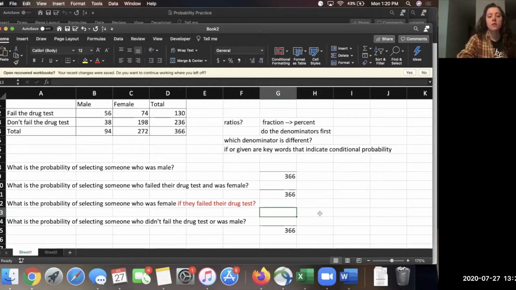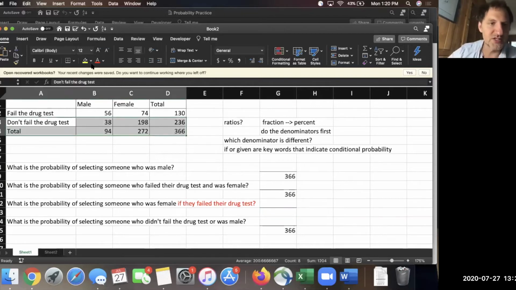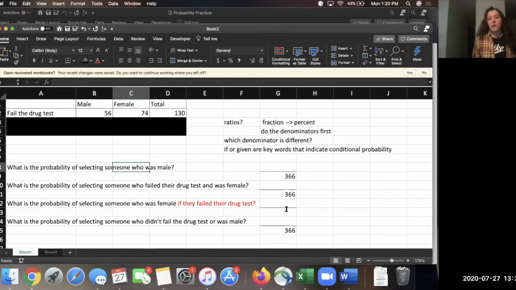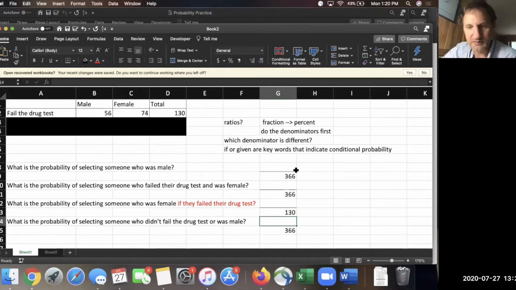So we need the total amount of people that failed their drug test, right? Right, because if they failed their drug test, I'm not interested in these people, and that's my strategy, to block out the things that are not concerning me here. So yes, the total here should be 130, right? So you're halfway done with the problem. Now we just need to go back through and work on all the numerators.